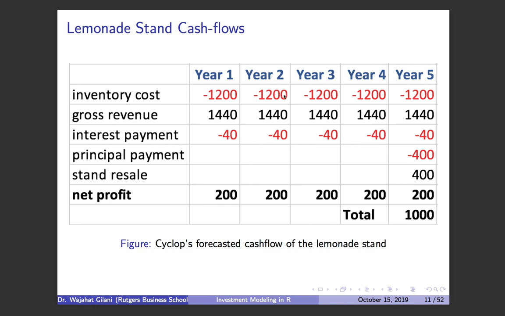Nice. In fact, year 2 will be the same because remember everything's staying constant. Year 3 will be the same. Year 4 will be the same, right? It is in year 5 when things get a little interesting because in year 5 he's still going to spend $1,200, make $1,440, and pay an interest payment of $40. But he has to make that principal payment of $400. But that's okay because he is assuming that he can sell the stand and the whole business for $400 anyway, and now it'll be a wash. So year 5 will be $200 also.